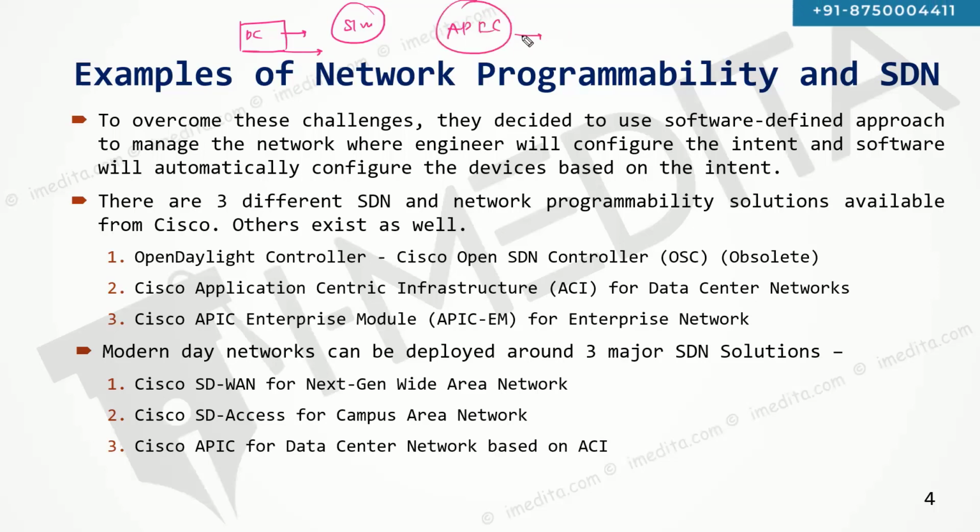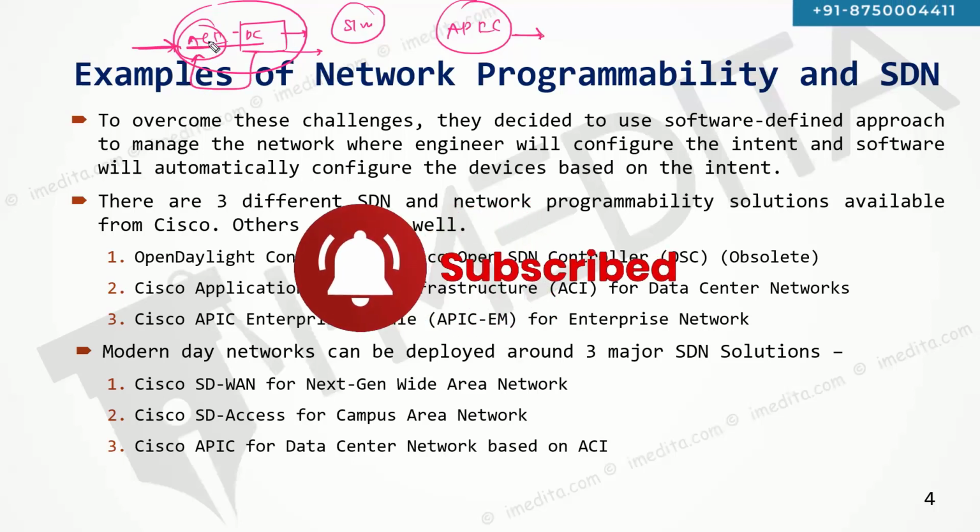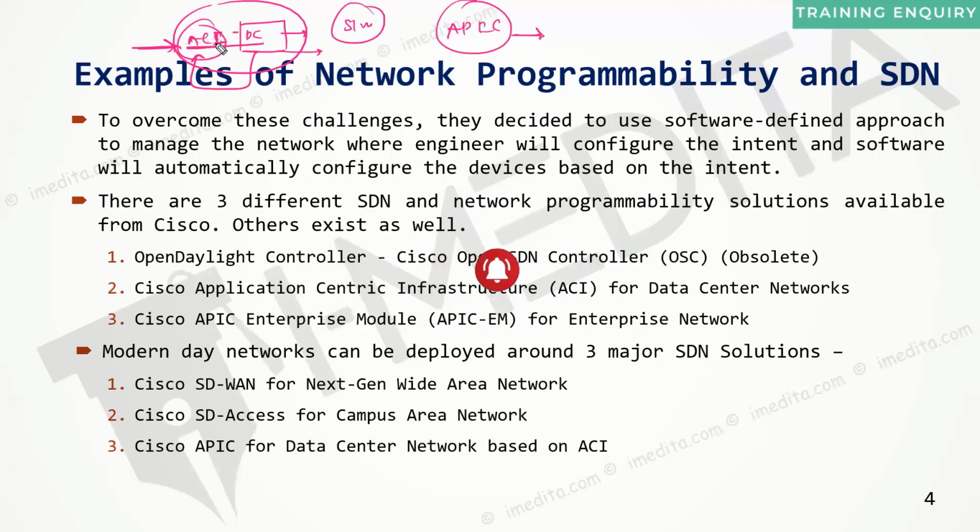So APIC is one of the controllers that we have in our ACI data center. Data centers built this way are typically referred to as ACI data centers. Why? Because they are application-centric. They are built around certain applications that they serve, hence the name application-centric infrastructure. To manage this ACI data center, we have a controller referred to as APIC. APIC stands for Application Policy Infrastructure Controller.